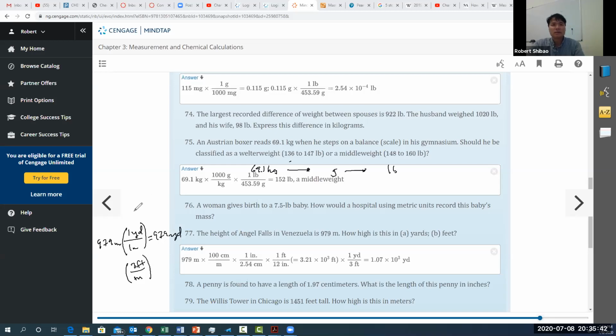The problem with this is how many sig figs is that good to? 1 meter is not exactly 1 yard. This is only good to 1 sig fig. This one's only good to 1 sig fig. That's not good. Whereas this one is infinite.